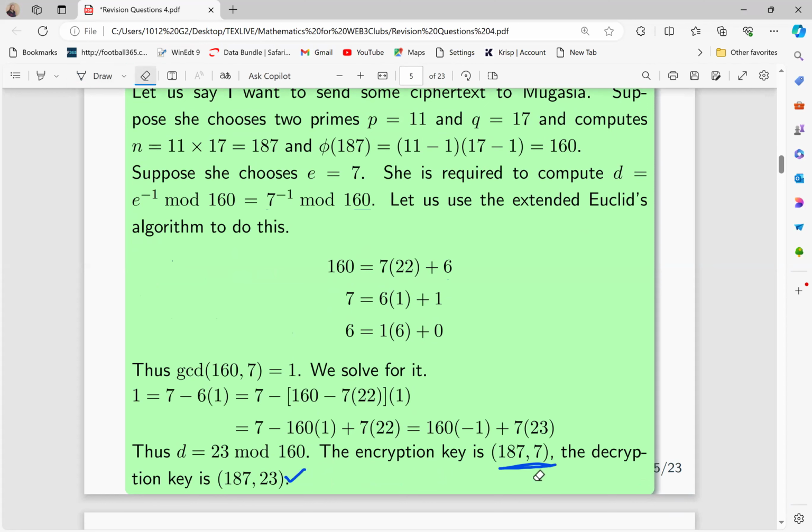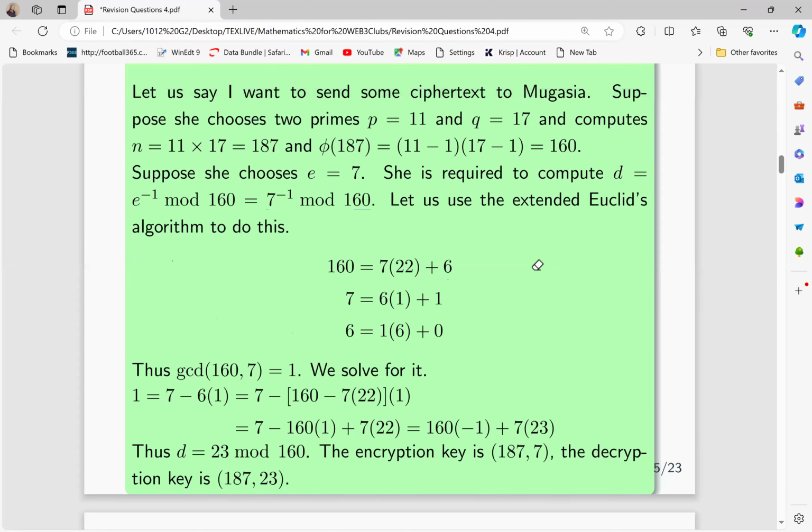That is our M. Now, let's go and encrypt the message. The whole thing has been done by the recipient of the message. The recipient has made the encryption key public, and the decryption key, the 23 part here, is private. So nobody knows it.